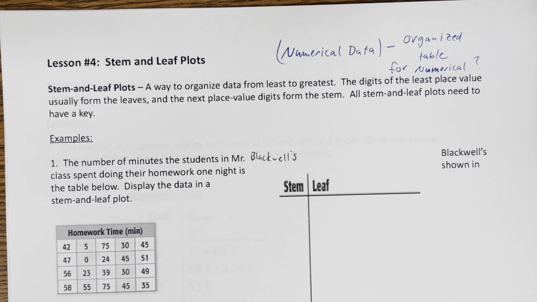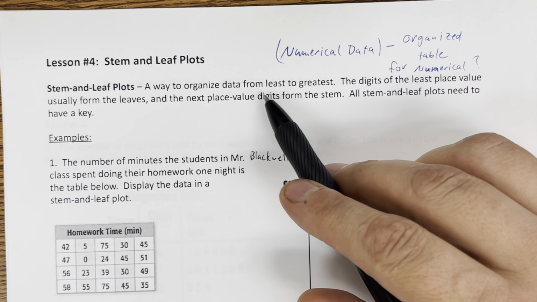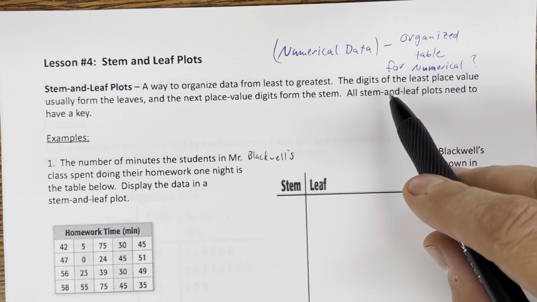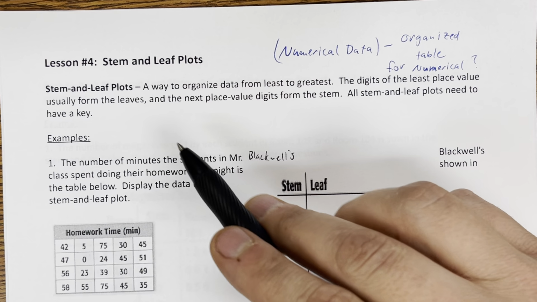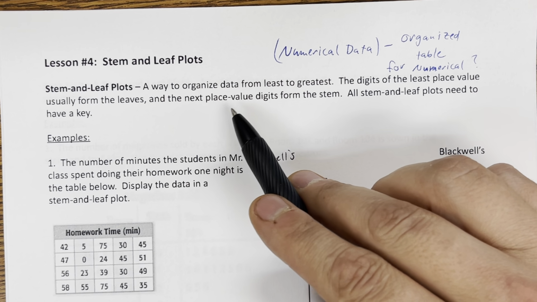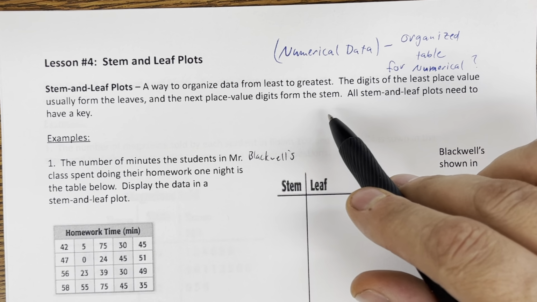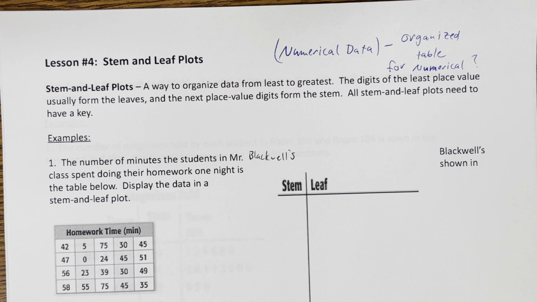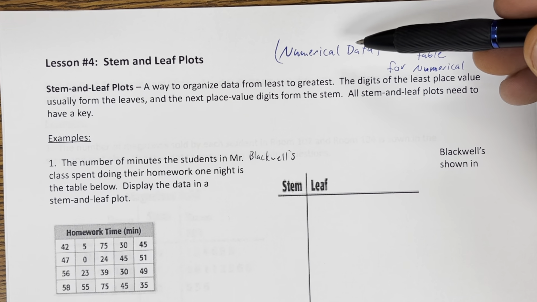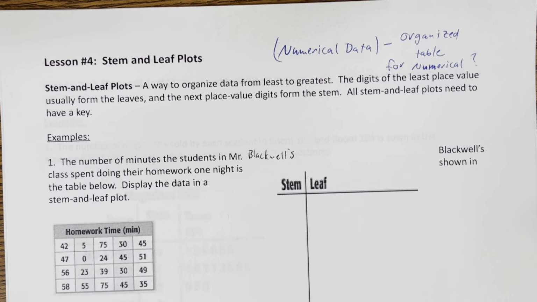All right, Mr. Ahmed here for stem and leaf plots. A stem and leaf plot is a way to organize data from least to greatest. The digits of the least place value usually form the leaves, and the next place value digits form the stem. All stem and leaf plots need to have a key, so we know exactly what's going on. It's a great way to organize numerical data, and mainly from a numerical type question.